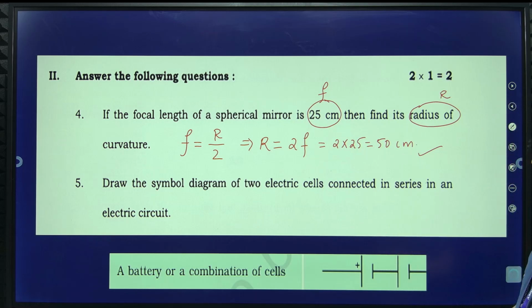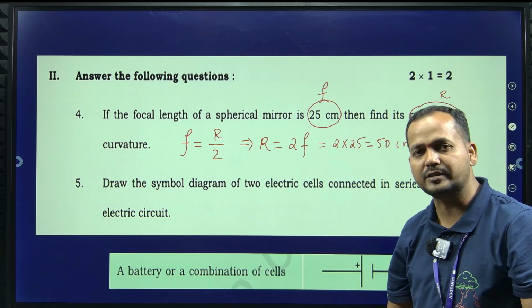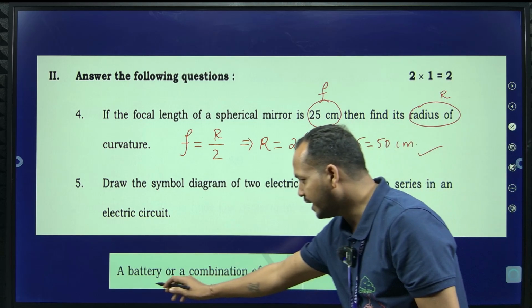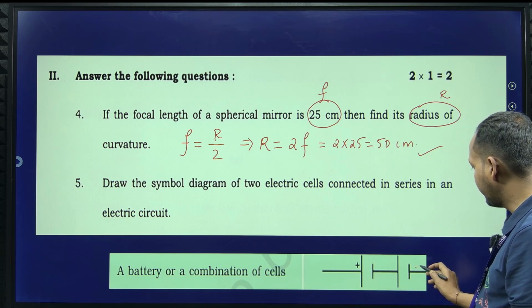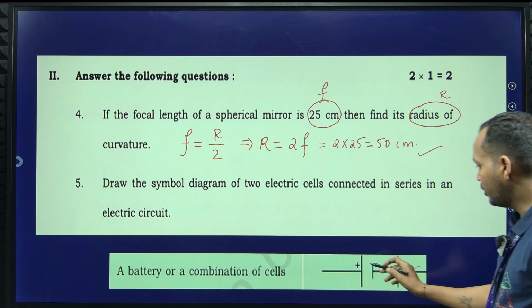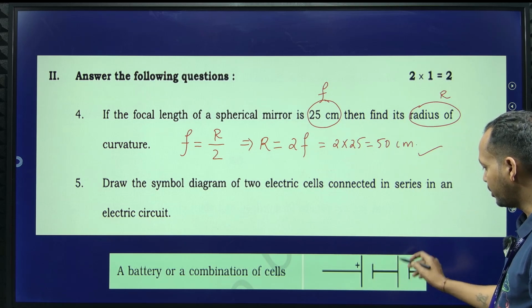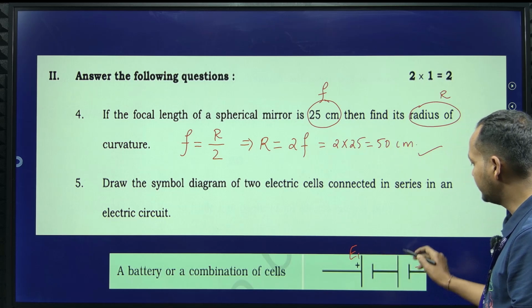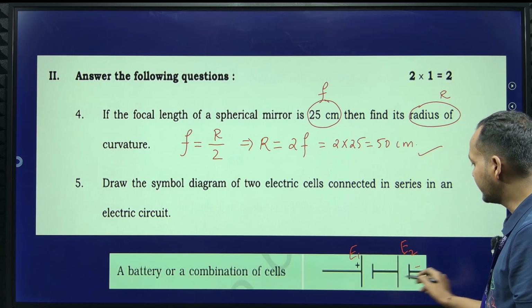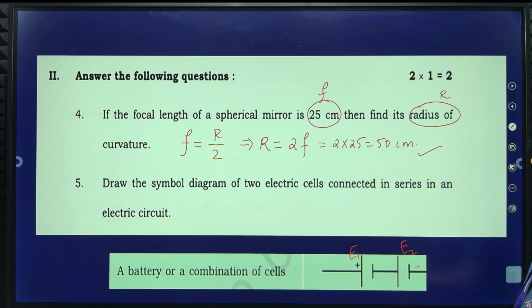Then, draw the symbol diagram of two electric cells connected in series in an electric circuit. That is there in your textbook, where a series of electrical devices are mentioned. In that I have taken a battery or a combination of cells. This is the positive of the cell and this is the negative of the second cell. The first battery's negative part is connected to the positive terminal of the second battery. This is cell EMF E1 and this is cell EMF E2, which are connected in series. This is for two electric cells connected in series.